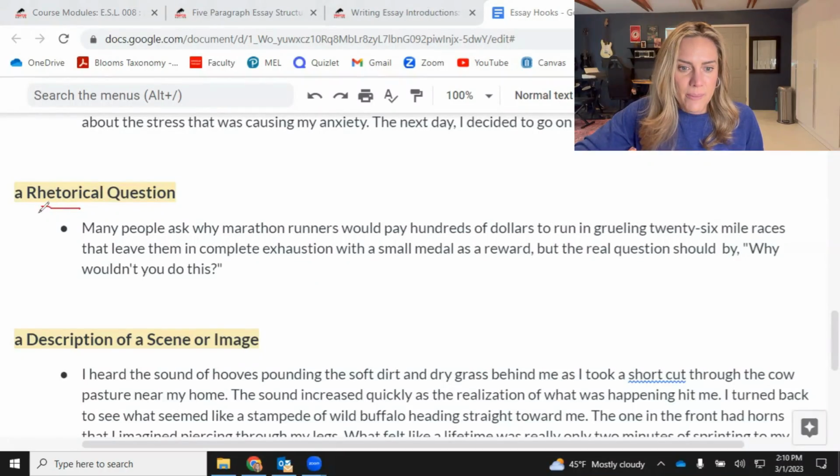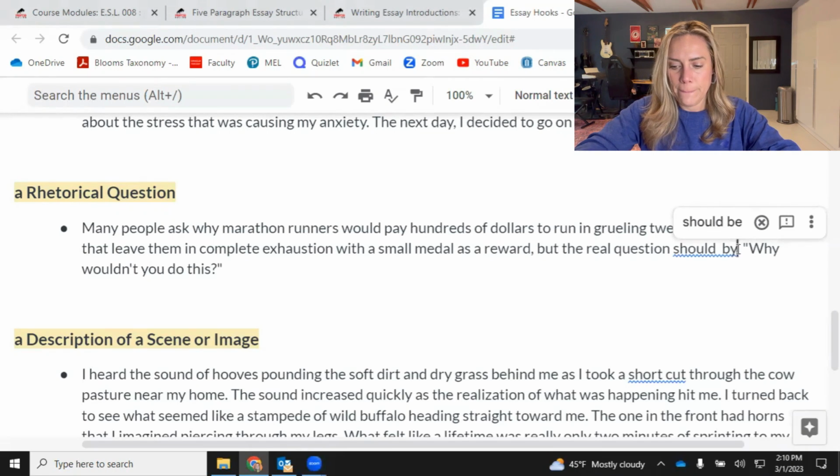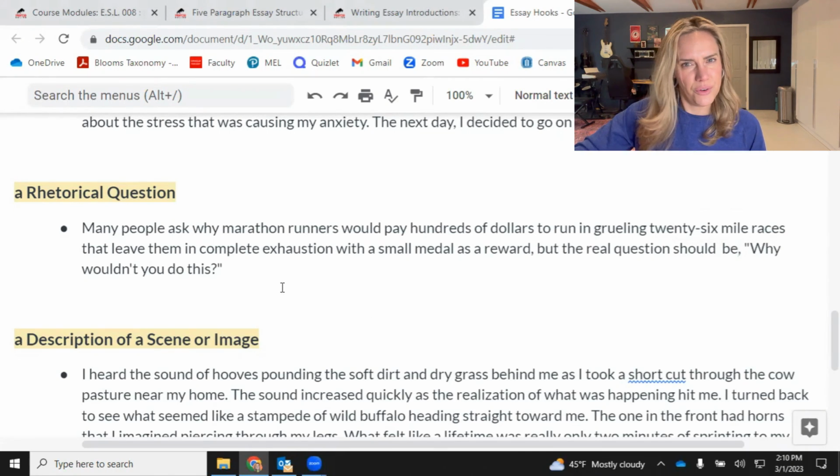So for example, here is my example of a rhetorical question as a hook. Many people ask why marathon runners would pay hundreds of dollars to run in grueling 26-mile races that leave them in complete exhaustion with a small medal as a reward. But the real question should be, why wouldn't you do this?